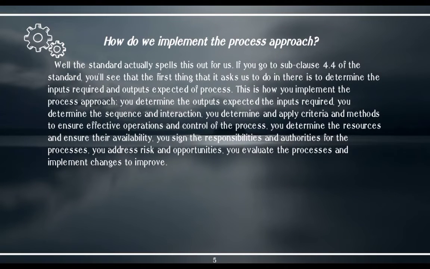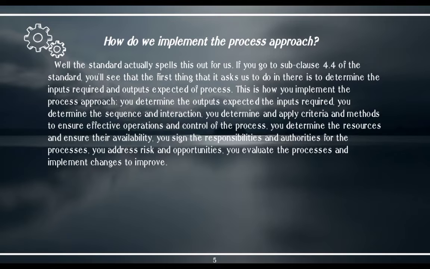So how do we implement the process approach? Well, the standard actually spells this out for us. If you go to sub-clause 4.4 of the standard, you'll see that the first thing that it asks to do in there is to determine the inputs required and outputs expected of process. This is how you implement the process approach. You determine the outputs expected, the inputs required. You determine the sequence and interaction.